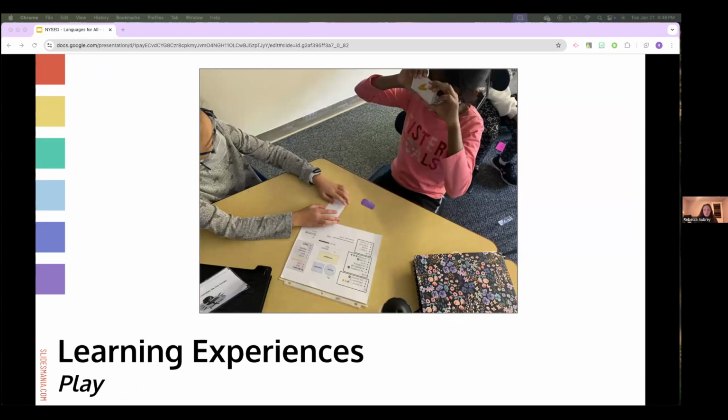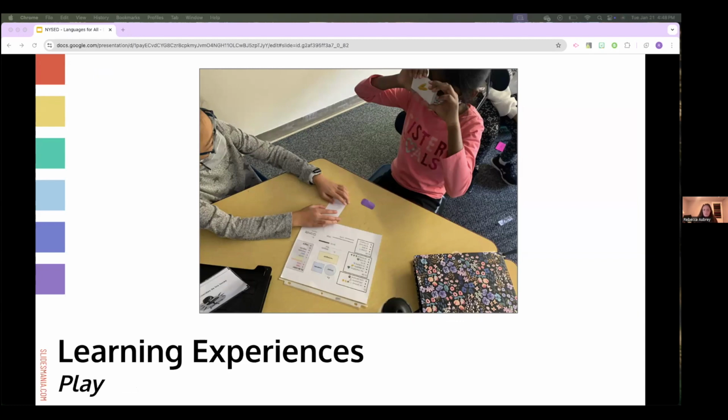Hats off to all my early language teacher friends, because play is such an important part of early language classrooms and early learning in general, but we seem to lose it as the kids get older. But there's so much research around how play is such a powerful experience. This is a game my students love to play.